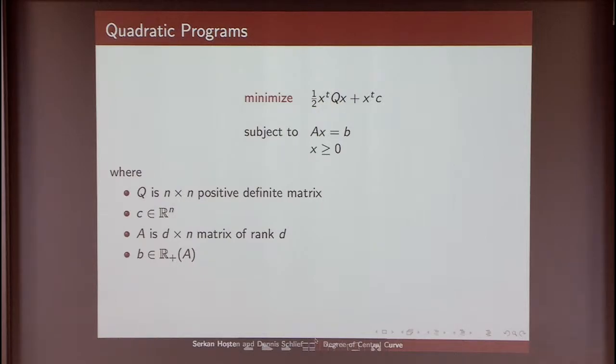Again, in this case, Q is a positive definite matrix. C is some cost vector. A is a d by n matrix of rank d. So keep in mind, d is the number of equations and n is the number of variables. So, in my formulas, the d and n are going to appear.